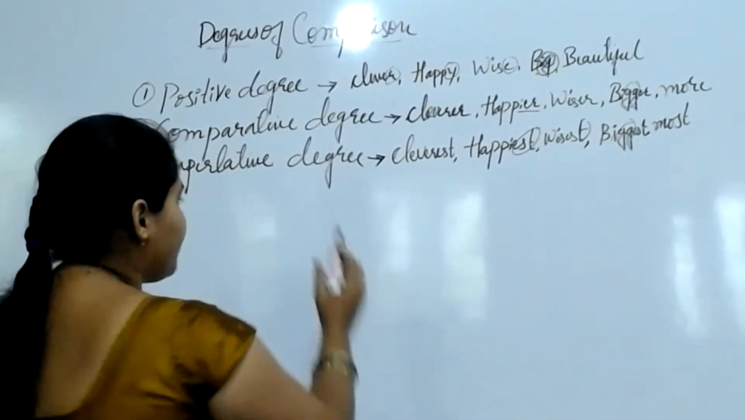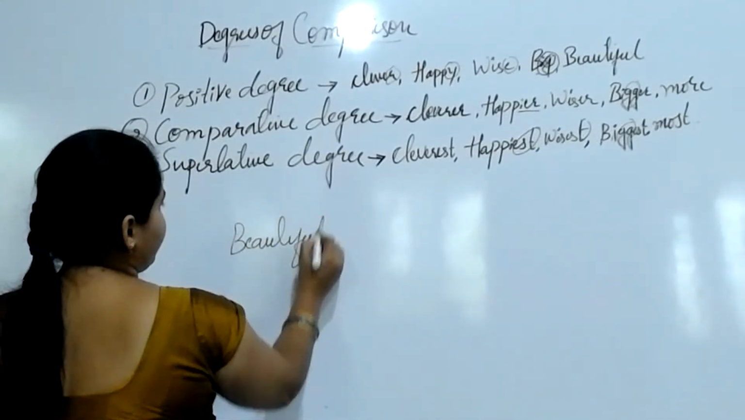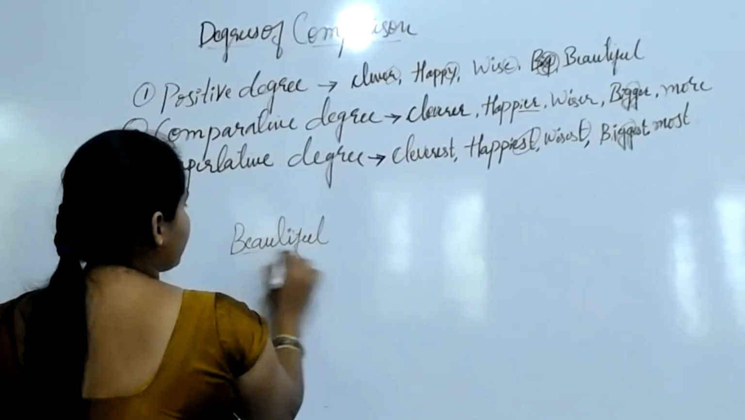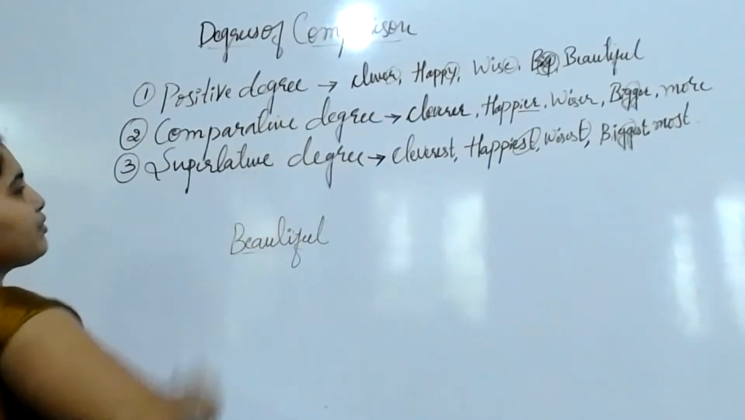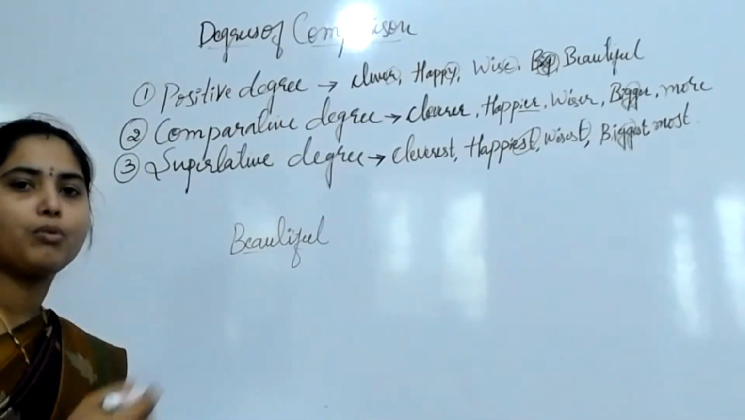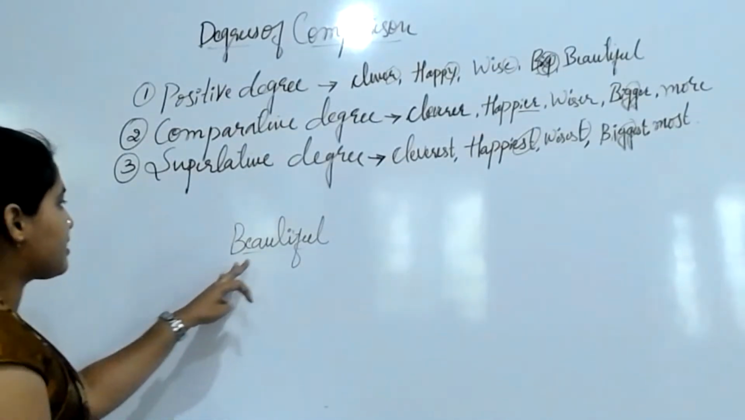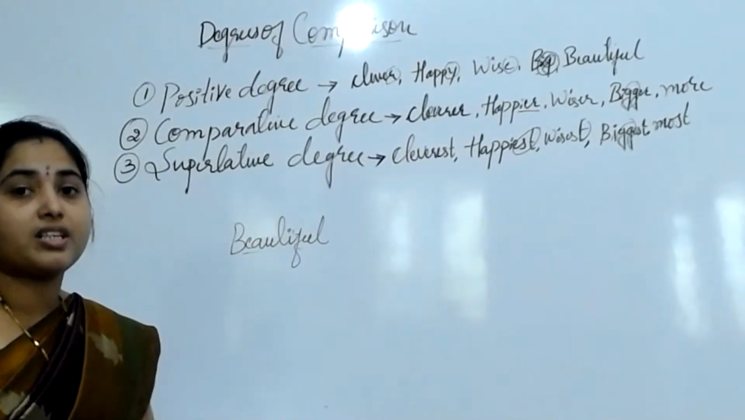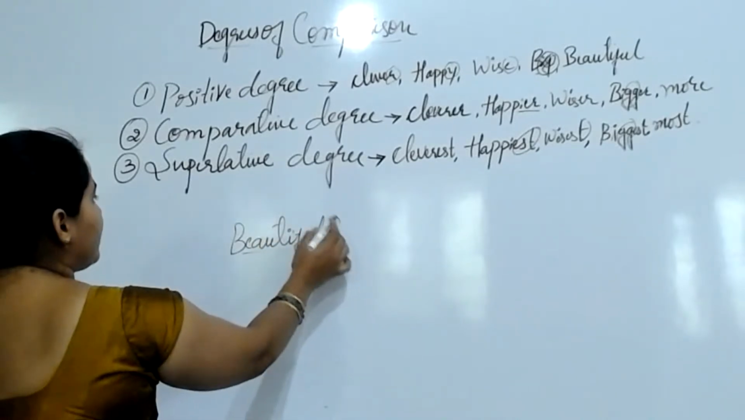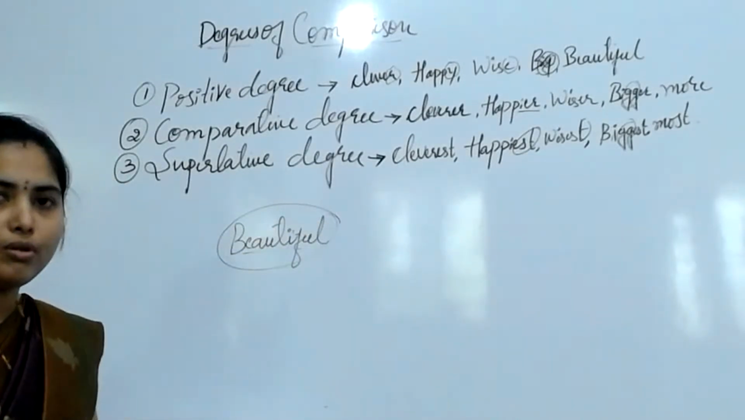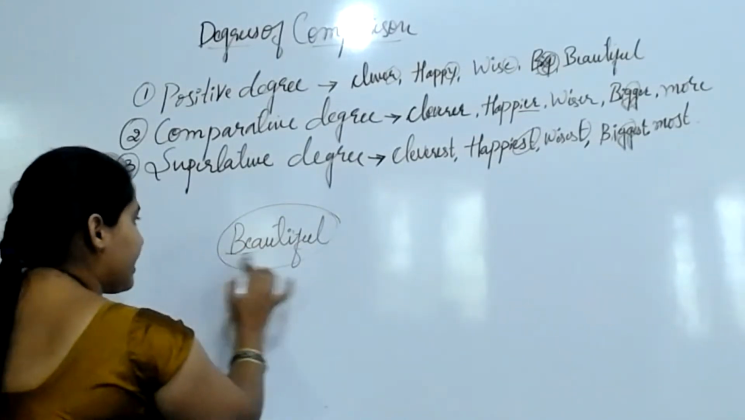And the last one is beautiful. This is completely different compared with the other adjectives. Beautiful is a word with two or more syllables. So what is a syllable? A syllable is a unit of sound. It depends on the sound, how we give stress marks to the word. So it contains two or more syllables, and in that situation, it is a long adjective.